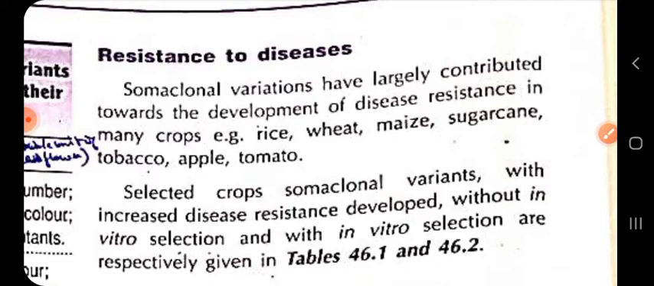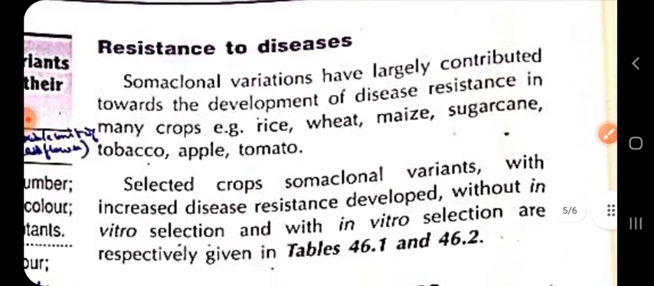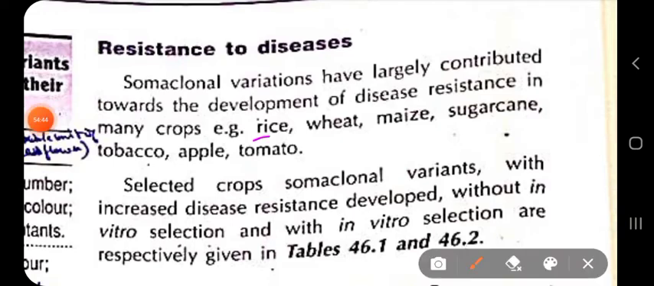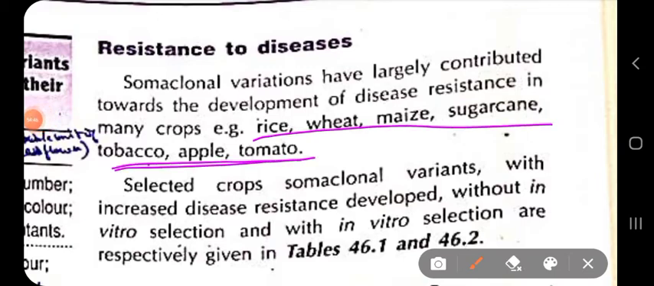Somaclonal variation has largely contributed towards development of disease resistance in many crops like rice, wheat, maize, sugarcane, tobacco, apple, and tomato. These type of plants are employed for disease resistance normally nowadays. Selected crops, somaclonal variants with increased disease resistance developed without in vitro selection and with in vitro selection are respectively given in table 46.1 and 46.2.